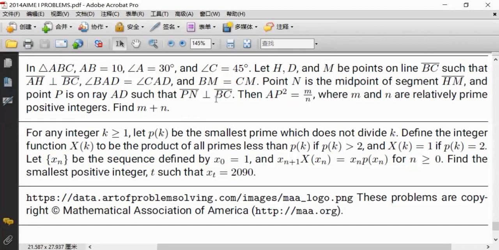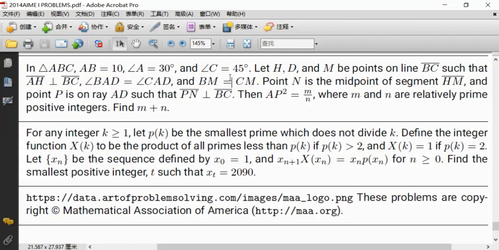Let H and M be points on line BC, such that AH is perpendicular to BC, angle BAD equals angle CAD, and BM equals CM. This means M is the midpoint. This means AD is the angle bisector, right? So what's that? It's AD, right?